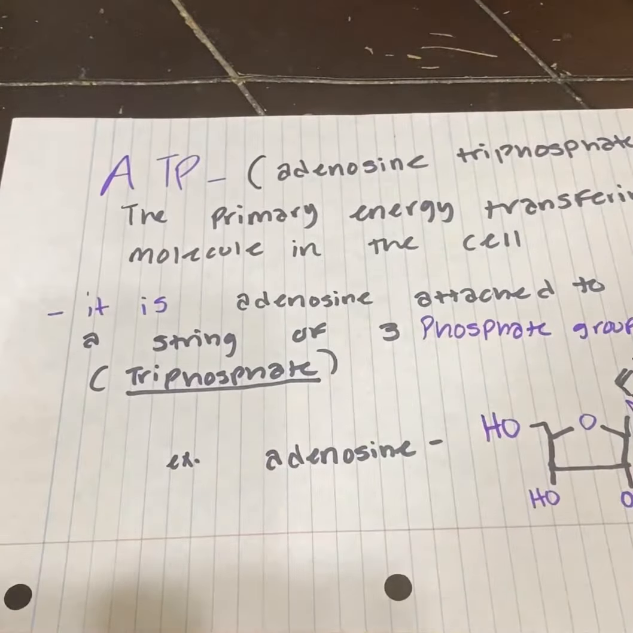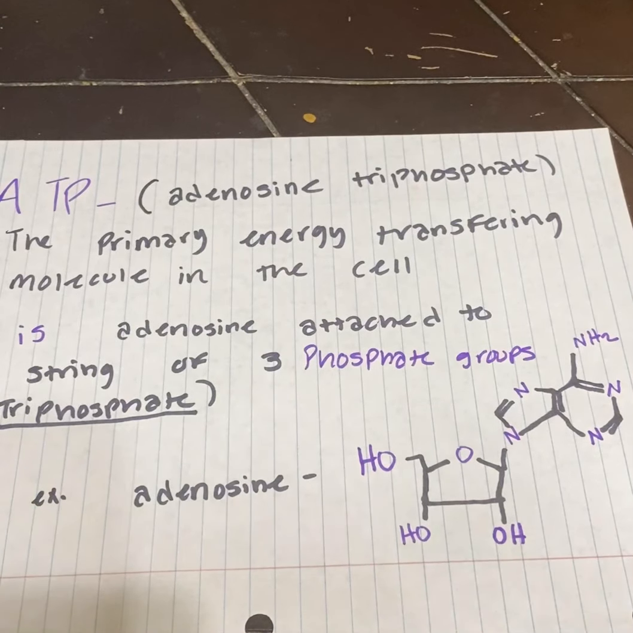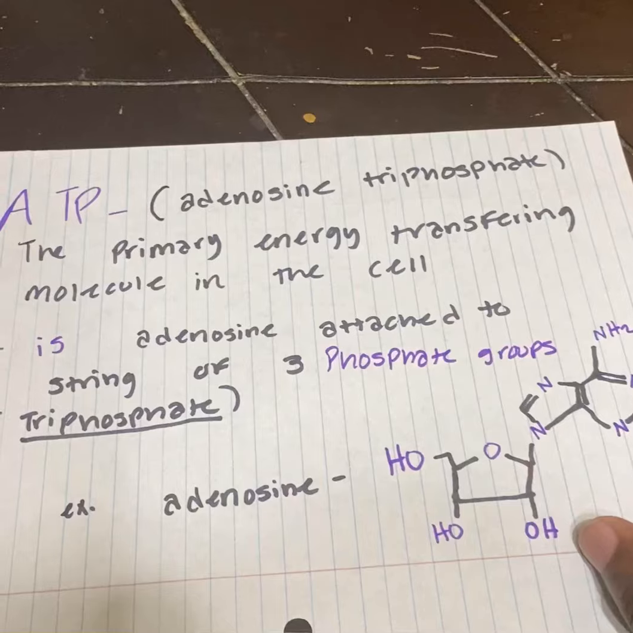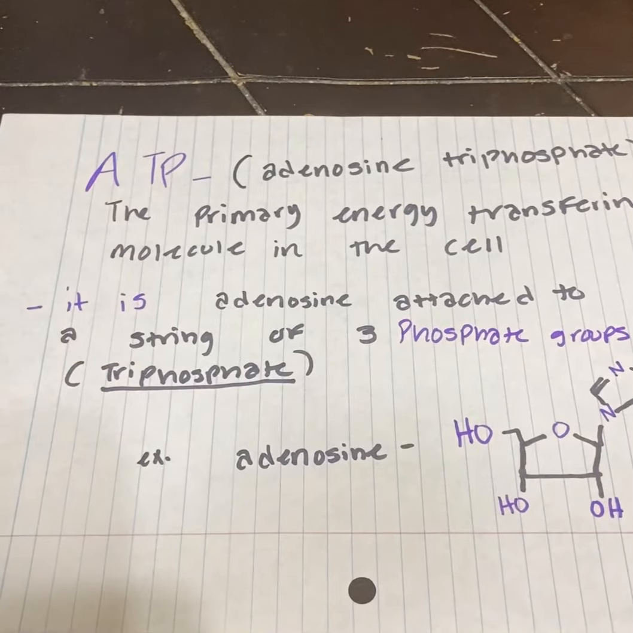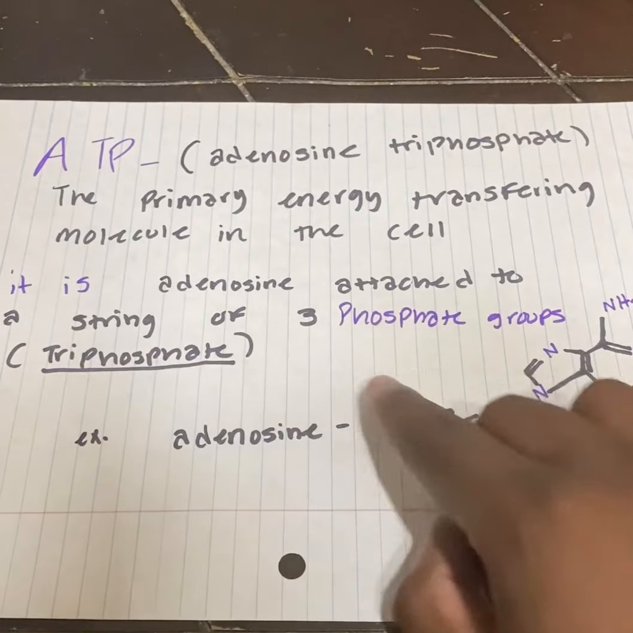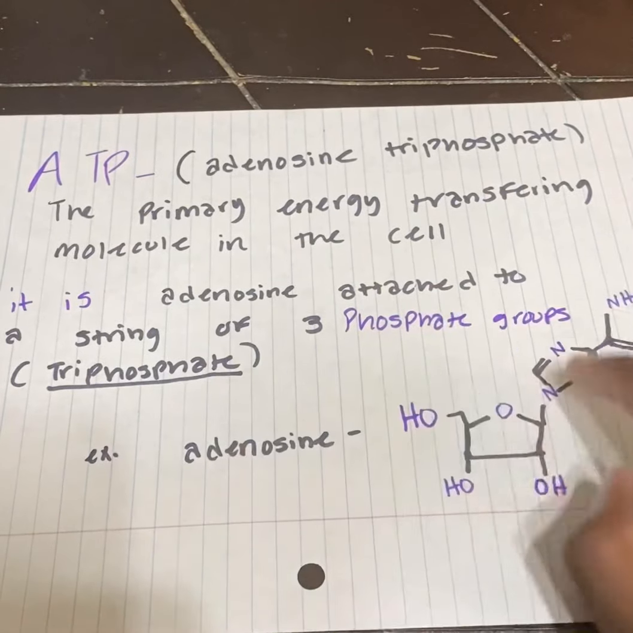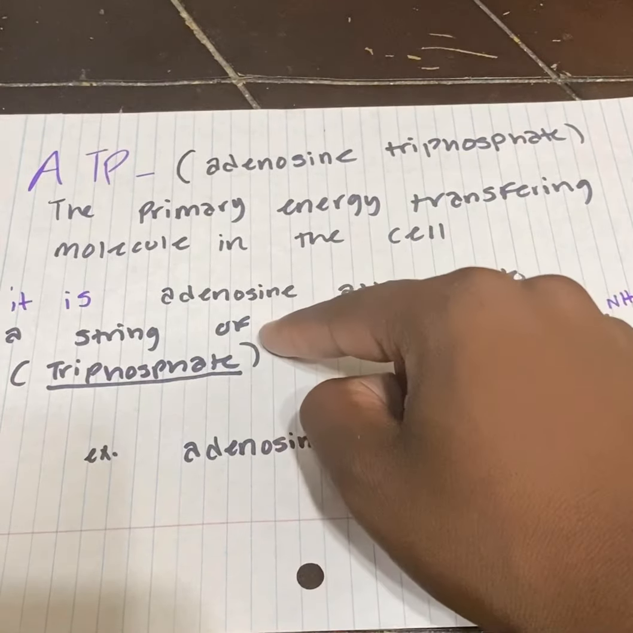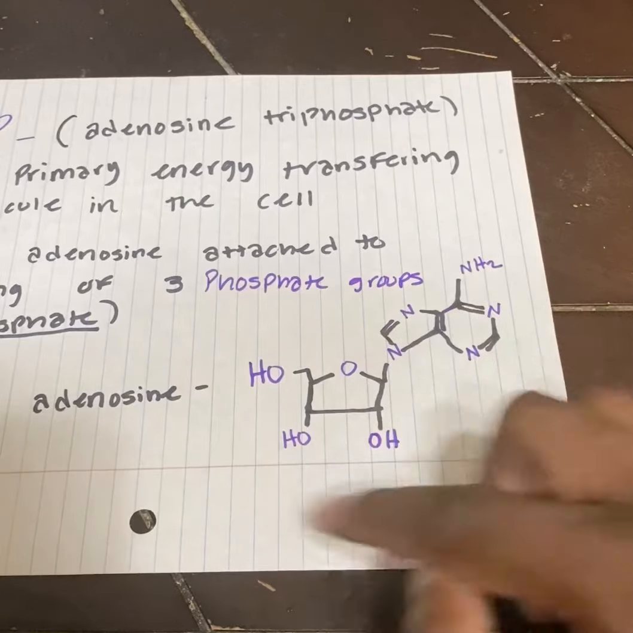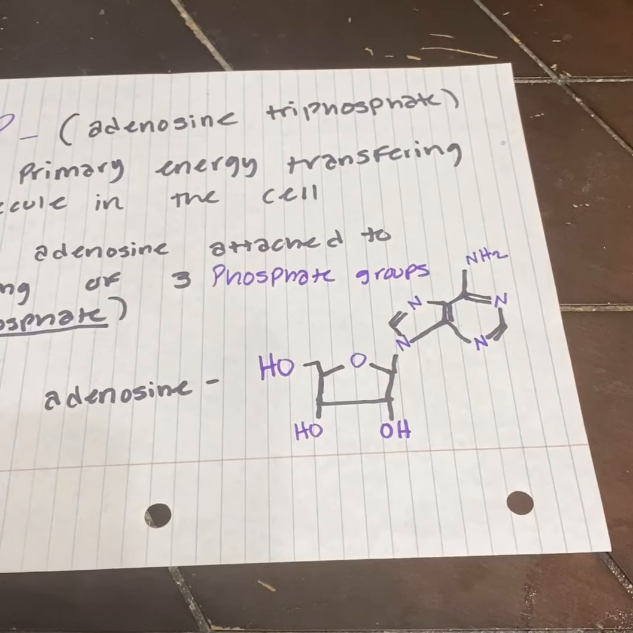Okay, and finally, ATP. ATP is the primary energy transferring molecule in the cell. It is an adenosine, which is right here. That's what it looks like. Attached to a string of 3 phosphate groups, which is where triphosphate comes from, because it's 3 phosphate groups attached to adenosine. And this is what adenosine looks like. So if you see this and 3 phosphate groups attached, that is ATP.